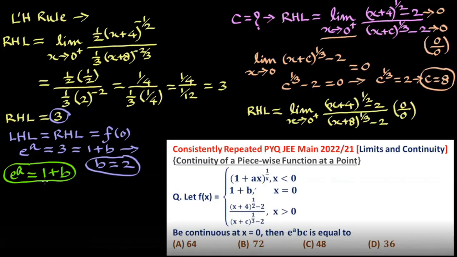Now we evaluate e^a times b times c. That is 1 + b, b is 2, into b, which is 2, into c, 8, which is 48. Hence, the correct answer option here is C, 48. This one here.